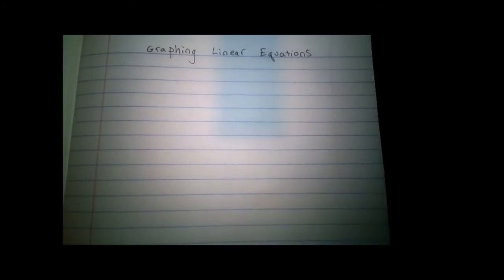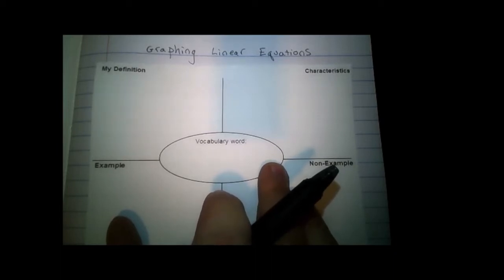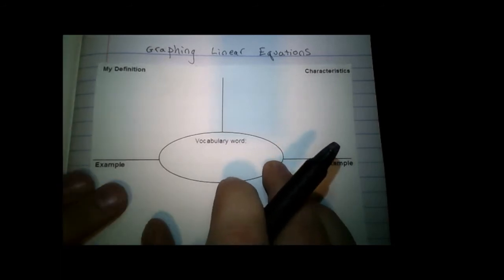So for this video, we're going to be going over graphing linear equations. You might be asking yourself, what is a linear equation? To help us with that, we're going to use our Frayer definition models. Okay, and we have two to do. All the resources can be found on the web page. So let's first do the definition of a linear equation.